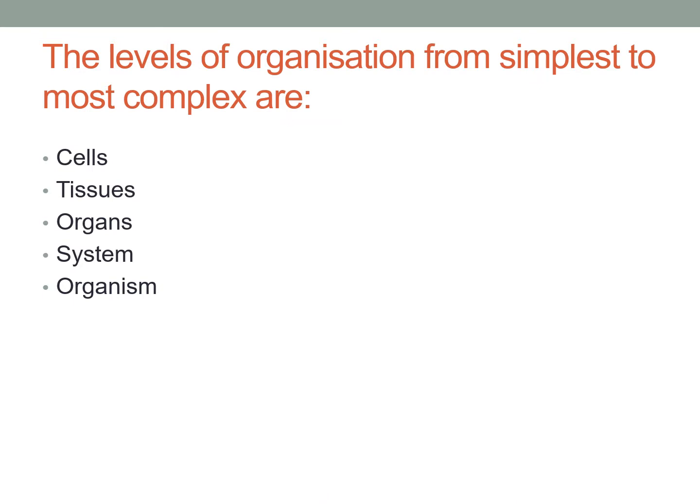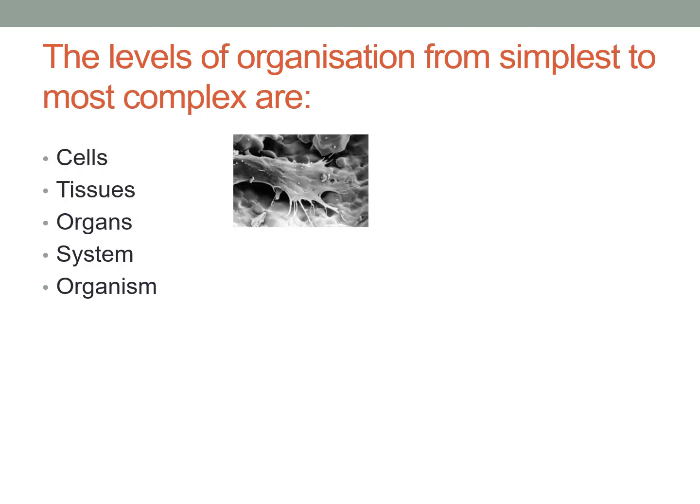So how do we become a multicellular organism? How do we start off and how do we become more complex? We all start off as a single cell. This cell divides into more cells. These cells become specialised to perform functions. So there's our cell that we start off with.